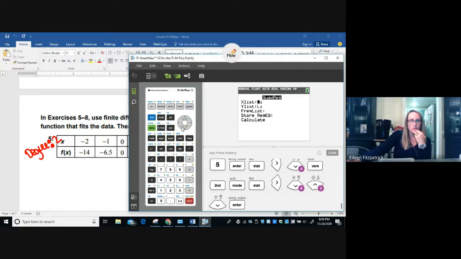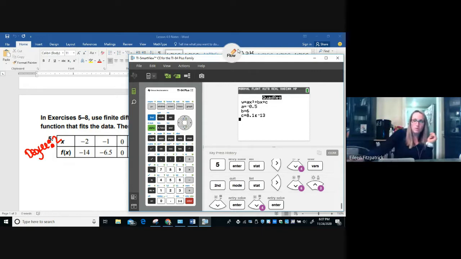I'm going to hit enter and then scroll down to calculate, push enter. They give you the equation in standard form, y equals ax squared plus bx plus c, and they tell you the a, b, and c values. By the way, this is scientific notation, 8.1 times 10 to the negative 13. That would be 0.00000000000081. It is such a small number, we're just going to consider that a 0, so you don't even have to include that.